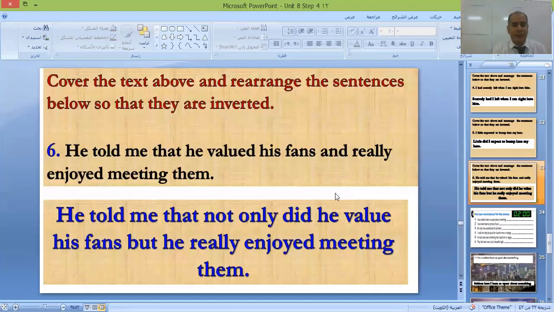He told me that he valued his fans and really enjoyed meeting them. He told me that not only did he value his fans, but he really enjoyed meeting them.